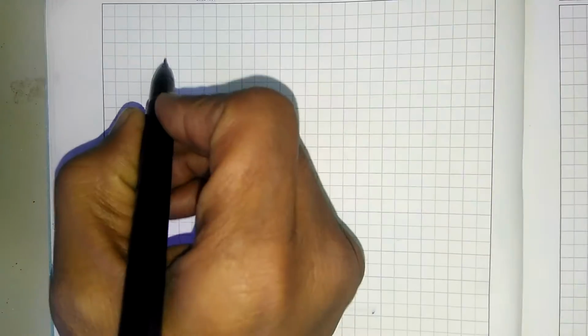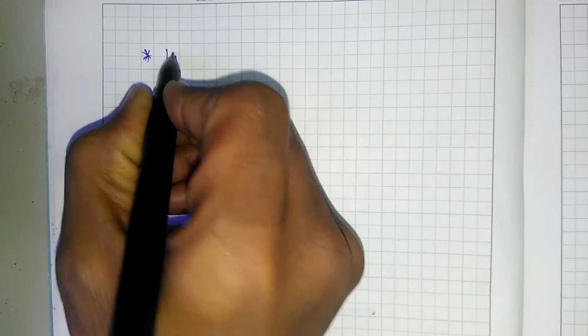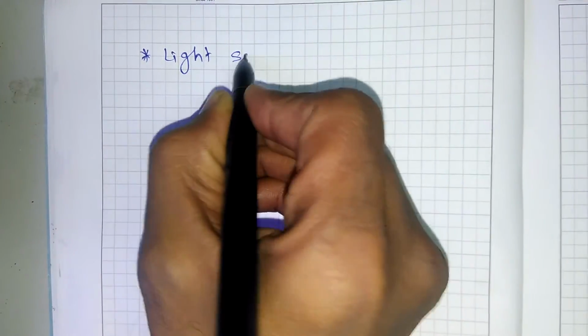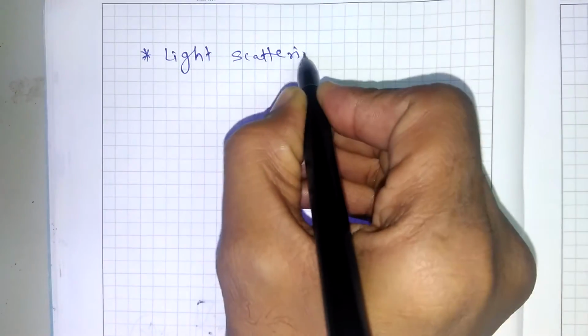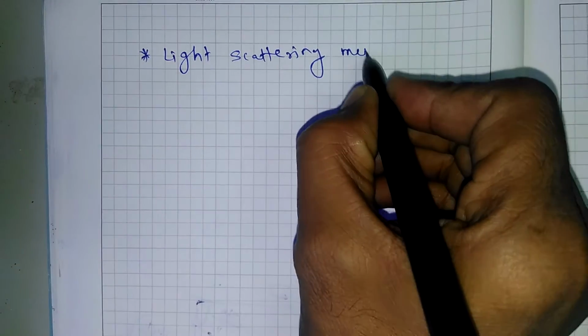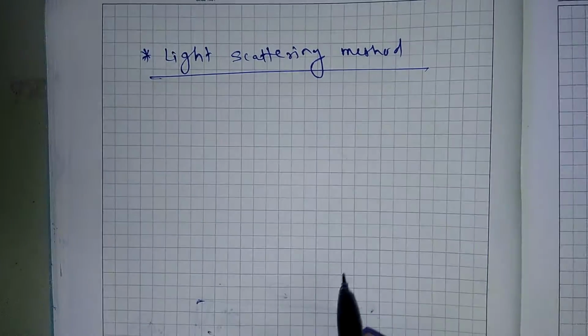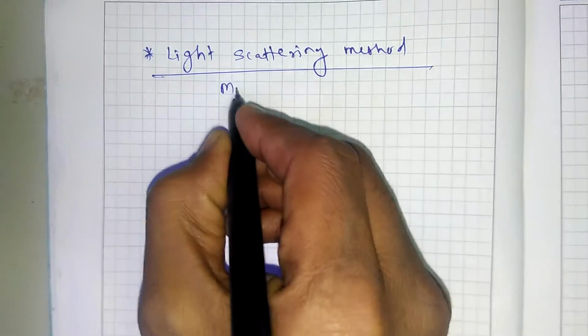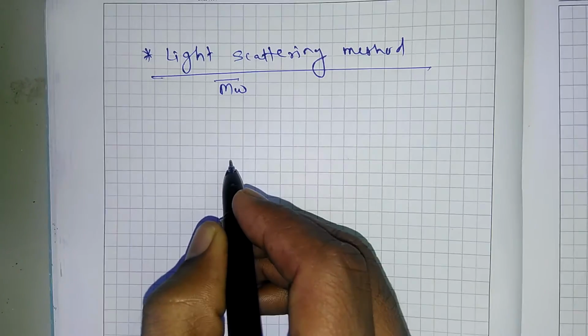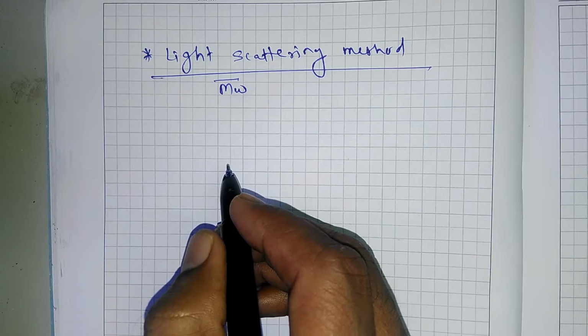Hello students, welcome to our next lecture, the molecular weight determination of polymers by light scattering method. So in this technique we can determine the average molecular weight of the polymer.